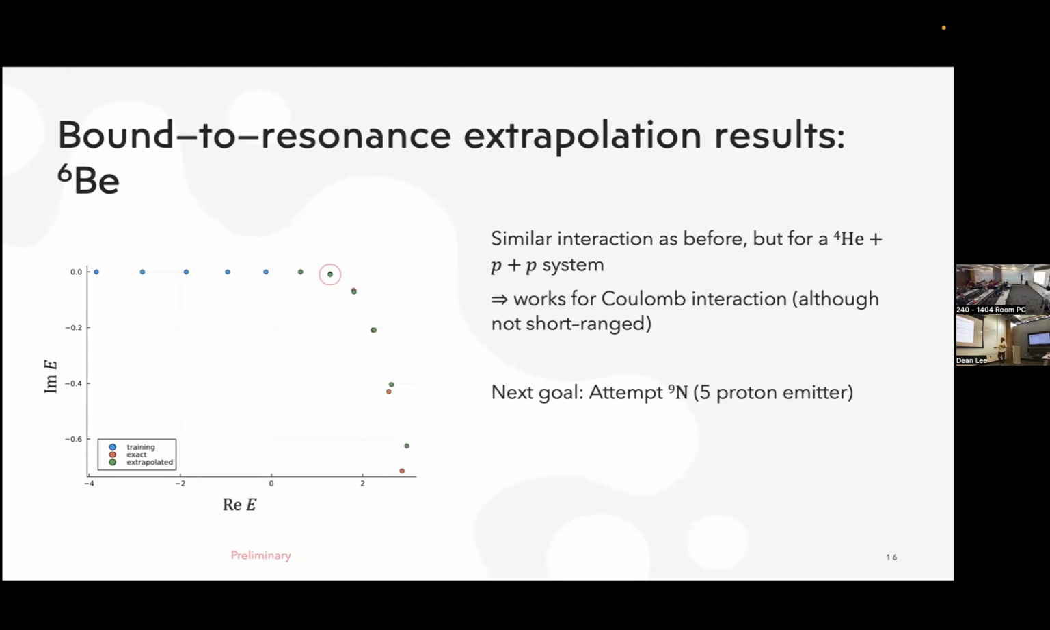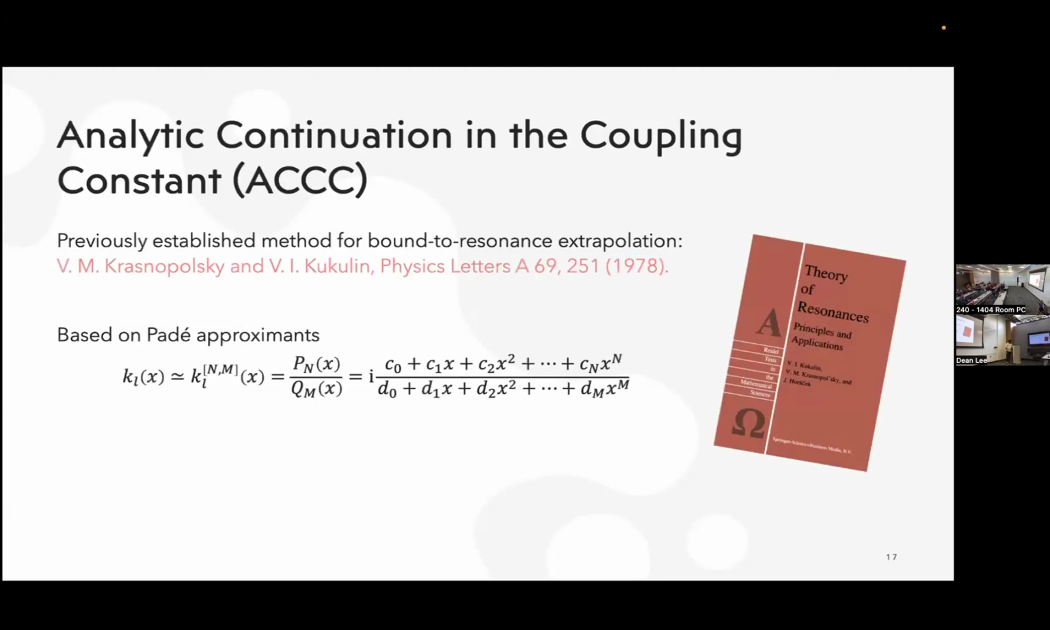Similarly, we can look at beryllium-6. The idea is still the same. We are modeling it as a 3-body system, except you replace the neutrons with protons. The thing that's special here is that now we have a Coulomb interaction, which is not short range, and we can show both mathematically and empirically that it still works. This red circle is the physical resonance that you want. Eventually you want to go this route and do something like nitrogen-9, which is a 5-proton emitter. Okay, so that's CAEC for you.